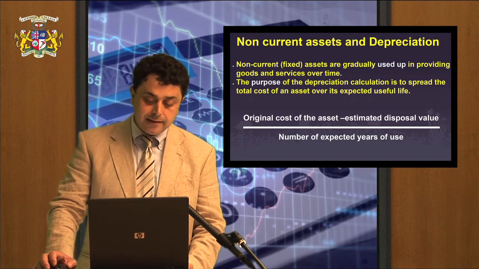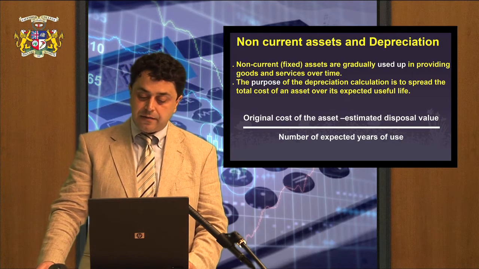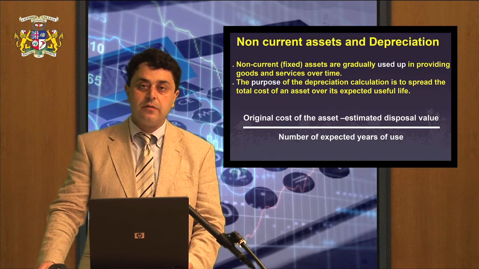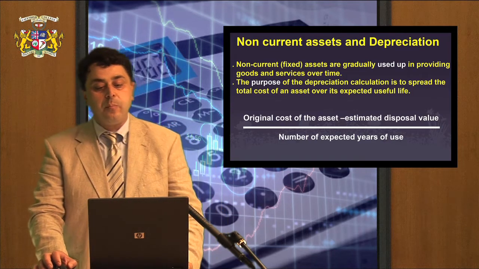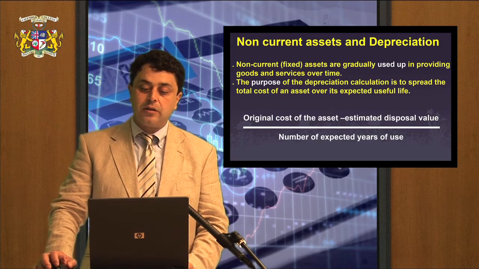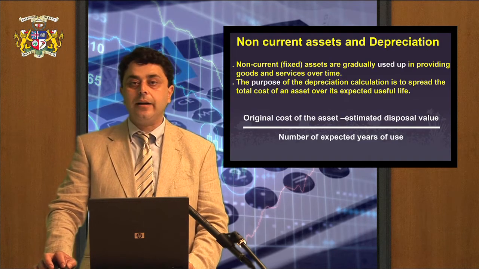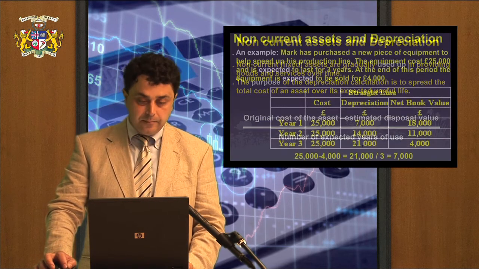So non-current assets lose value because of the passage of time, because of the level of usage, or because they become technologically obsolete. So the purpose of the depreciation calculation is to spread the total cost of an asset over its expected useful life. Let us now look at an example.